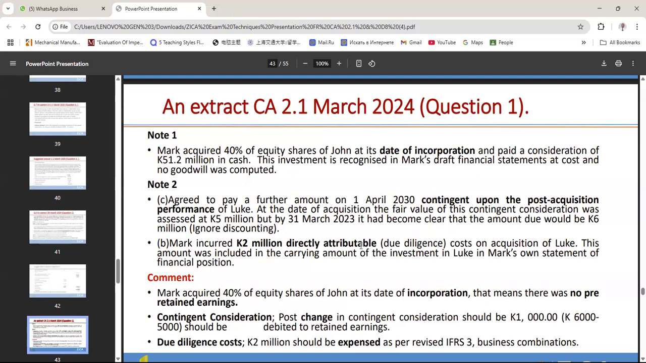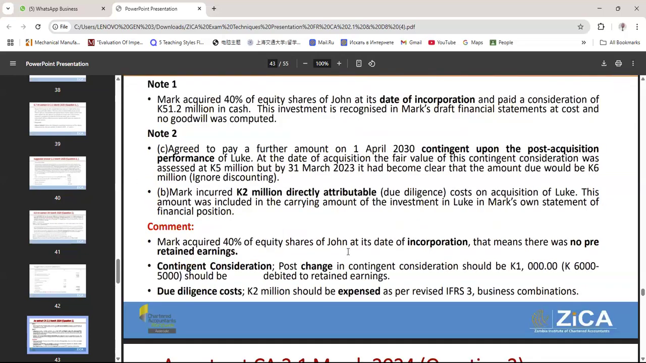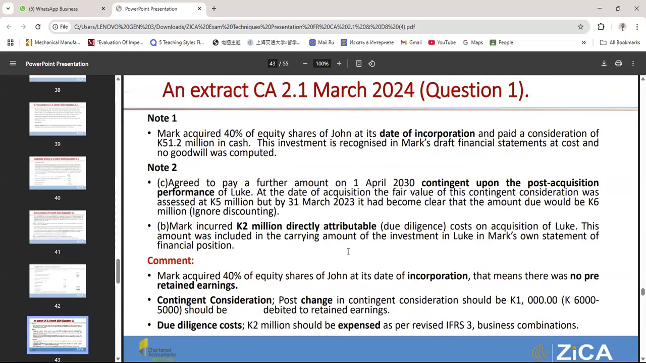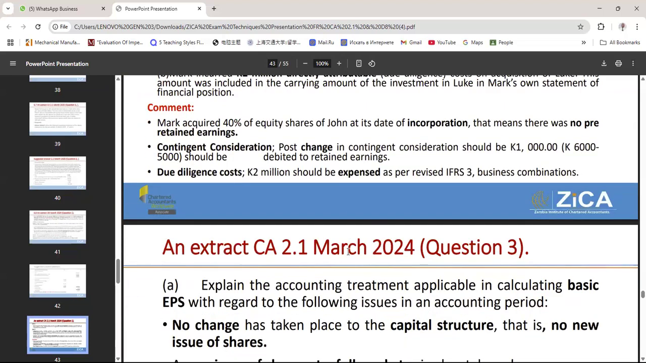Another important point which came within last sitting is how to handle directly attributable cost. When you buy a company, then you incur some cost. In the past, the standard IFRS 3 used to allow you to capitalize, but under the new standard, you're not supposed to capitalize. You have to expense. Check last sitting also, the same thing came because students did not do well, where there was 2 million and it was capitalized instead of expensed. So obviously it came in March 2024. Check just after 1 year, it came also in March 2025. Hope the message is clear.